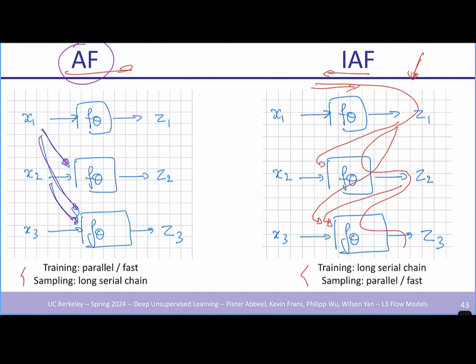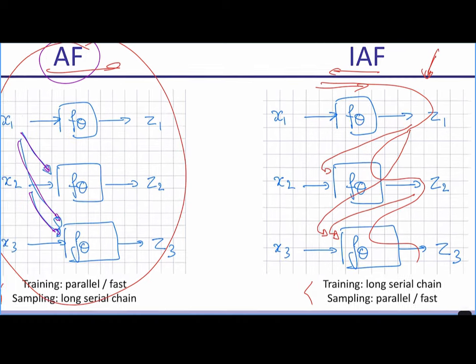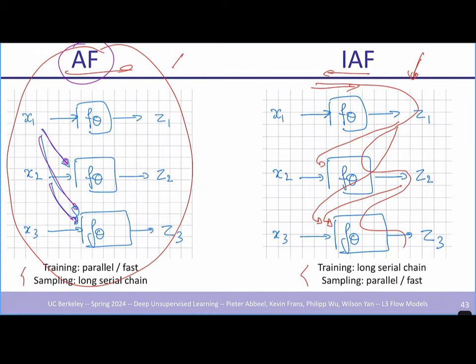If you first train an autoregressive flow, which is fast, then you sample from it, which unfortunately is going to be a little bit slow. So you train, then sample, then you use these samples to train this one. You might say, that's annoying, because now I'm going to train the one that's slow to train.